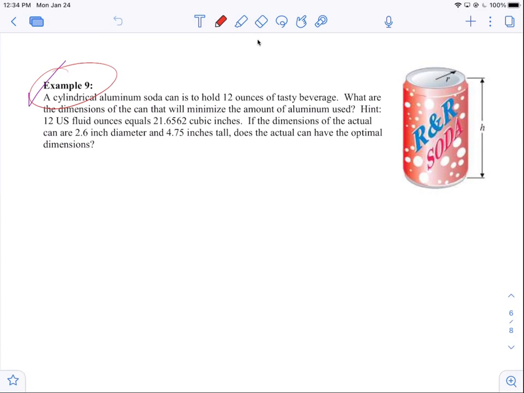So this can right here went through several designs before this, but it is kind of like the prototype to what we see today, because the soda cans of today are highly engineered, marvelous feats of engineering.